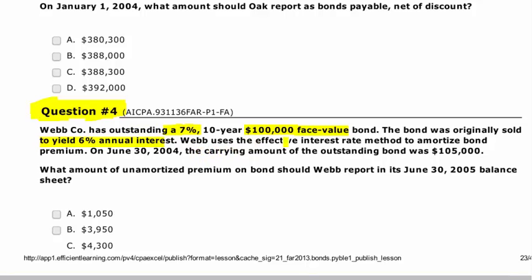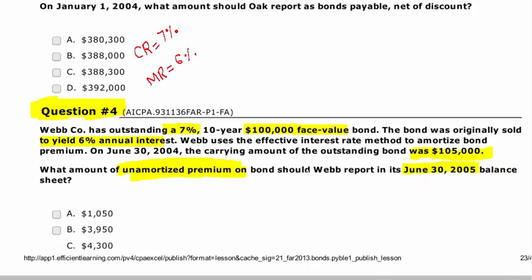Web uses the effective interest rate method to amortize the bond premium. On June 30th, 2004, the carrying amount of the outstanding bond was given. What amount of unamortized premium on the bond should Web report on its 30th June 2005 balance sheet? Okay, once again, understand the problem please, then we will start answering.